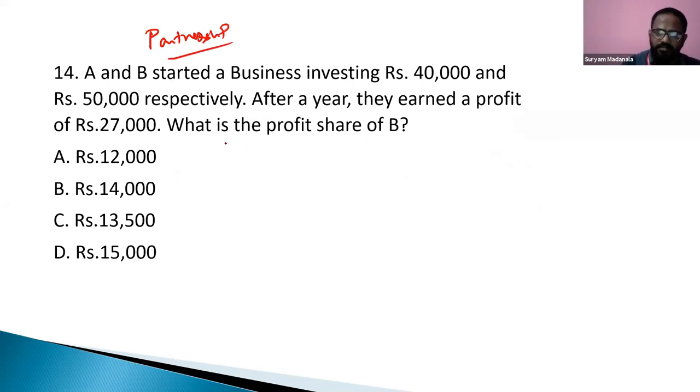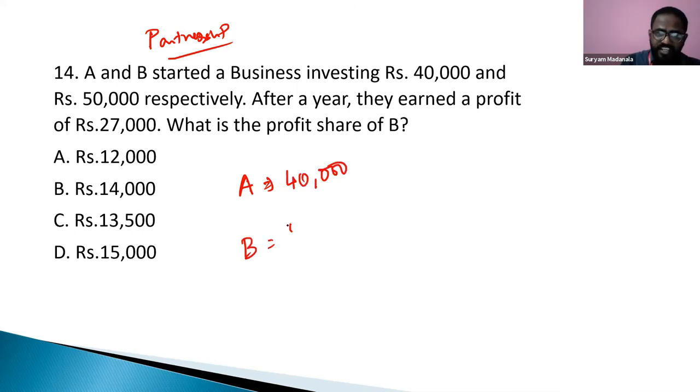Yes, Samir. Was it an easy one? Okay, fine. Let's see. Now they say that A and B started investing in 40,000. I will make it tough. Don't worry. I will make it tough now. So they say that A, I will come to that. Don't worry. They say that A is investing 40,000.